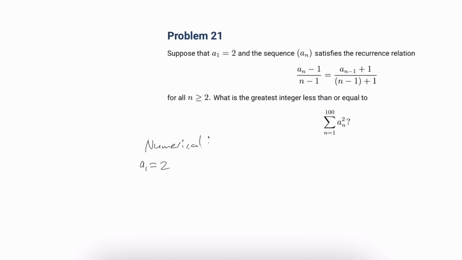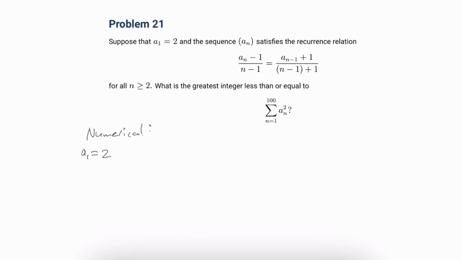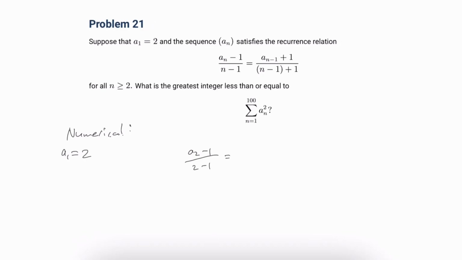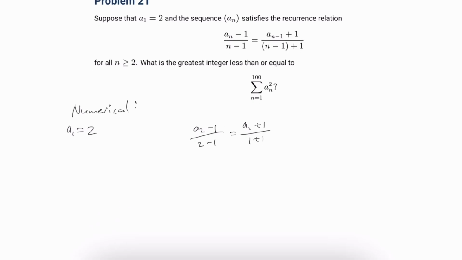So we're given that the first term is 2, then what's the second term? Well, using the recurrence, we have a_2 minus 1 over 2 minus 1 is equal to a_1 plus 1 over 1 plus 1. And so plugging in a_1, we get that a_2 minus 1 is equal to 2 plus 1 over 2. So a_2 is equal to 5 over 2.